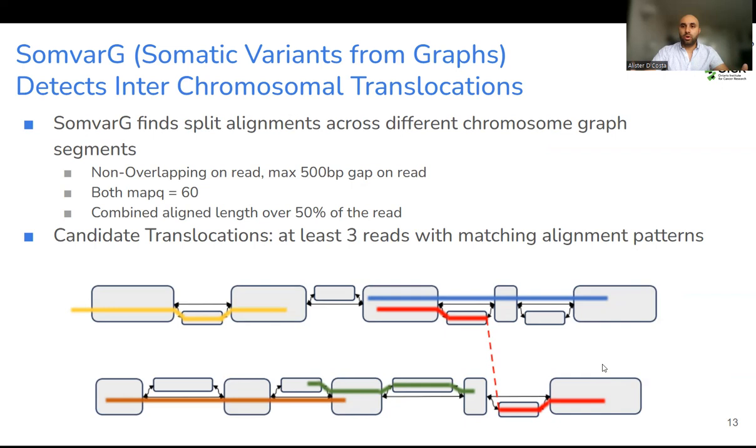As mentioned, the pangenome graph, or an augmented sequence graph, allows us to contain known variants within the graph that are not present in GRCh38. SomVarG finds split alignments across different chromosomal graph segments, non-overlapping on the read, both with a mapping quality of 60 and a combined alignment length of at least 50% of the read. And if we get 3 reads that have the same pattern of split alignments, we can consider that a candidate translocation.